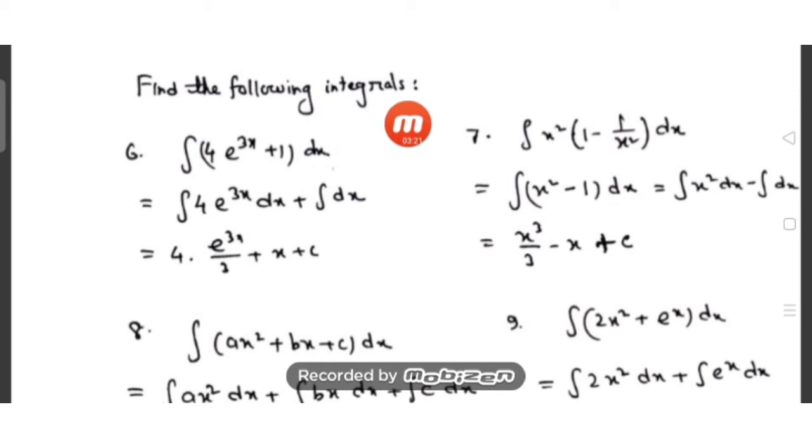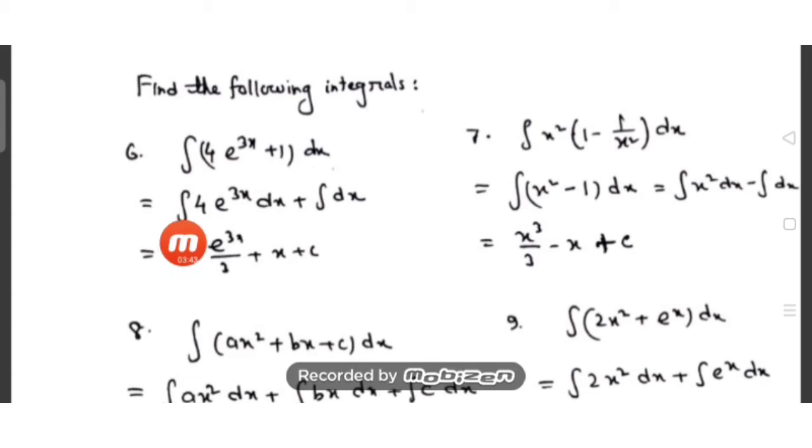find the following integrals. So your question number 6 is integration of 4 e to the power 2x plus 1 into dx. Here you see I can first use the sum rule and separate. As in the case of derivative, we can separate it by using what? Integration of 4 e to the power 2x dx plus integration of 1 dx. 1 I can omit also. But don't forget to write down this dx.